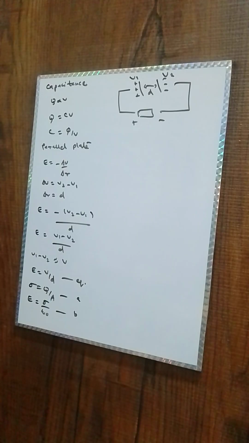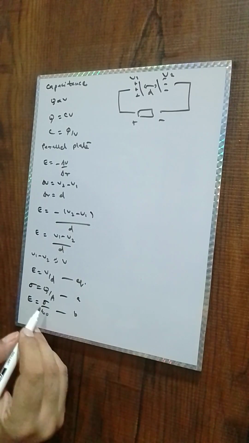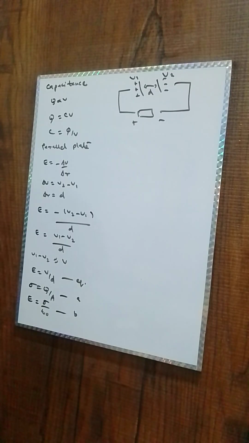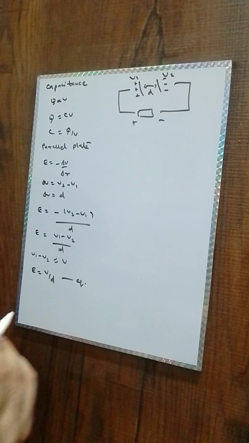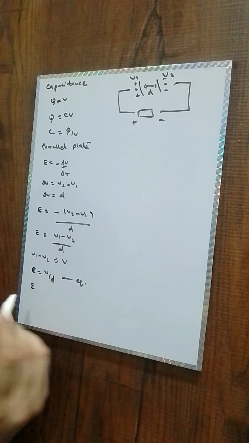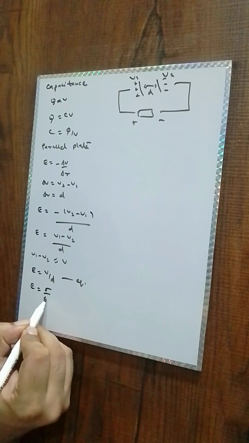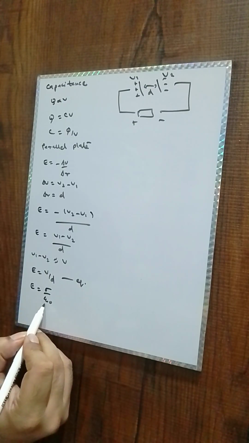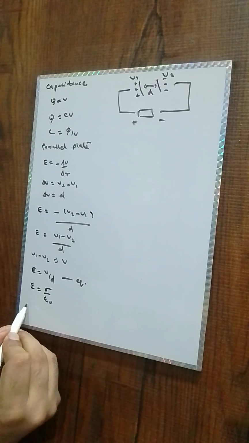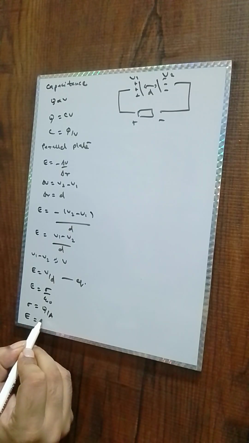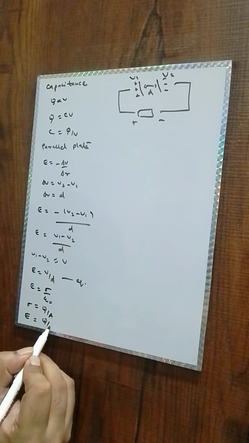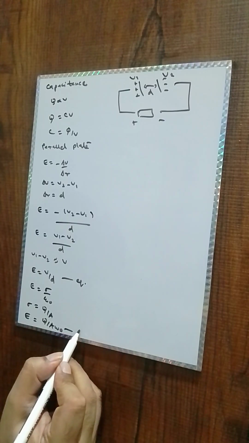E is equal to sigma by epsilon naught, and sigma is equal to Q by A. So basically we will reverse the order. E is equal to sigma by epsilon naught, density by permittivity is the field, and sigma is equal to Q by A. So E is Q by A epsilon naught.